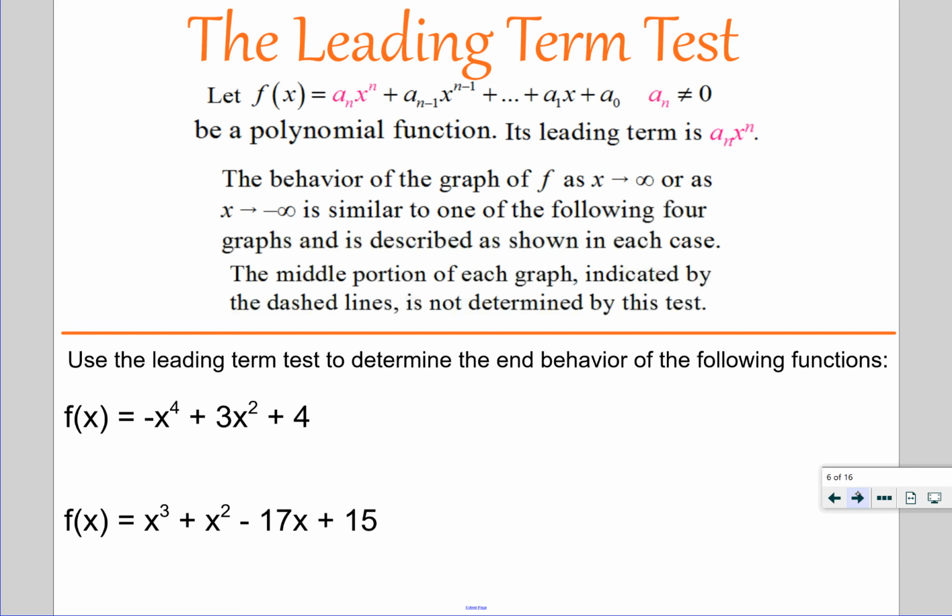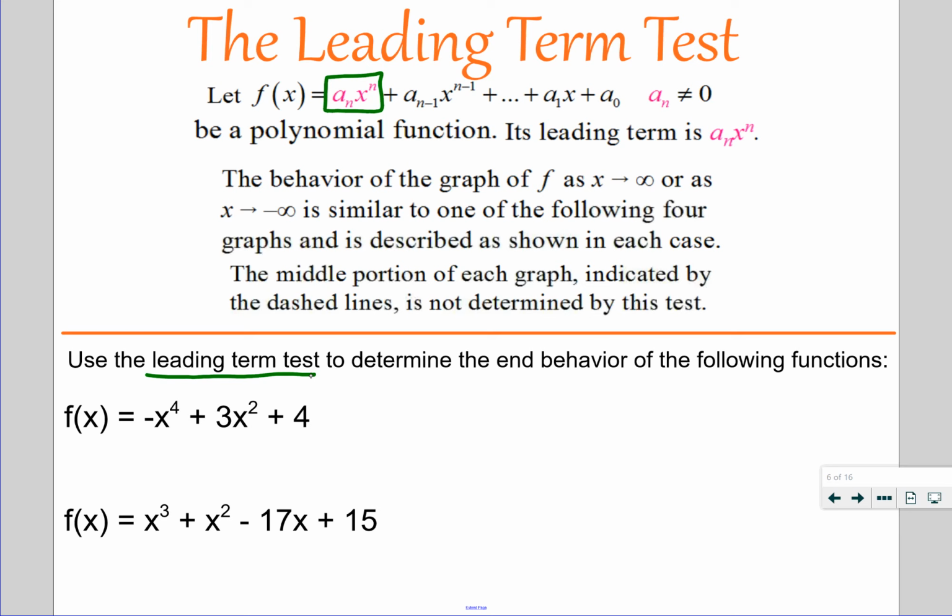To formalize all of that, we call it the leading term test. So the degree and the leading coefficient can both be found in that leading term, that a sub n x to the n, as part of our polynomial definition. So we say that we use the leading term test to determine end behavior, and we're going to do that at the bottom two problems here.